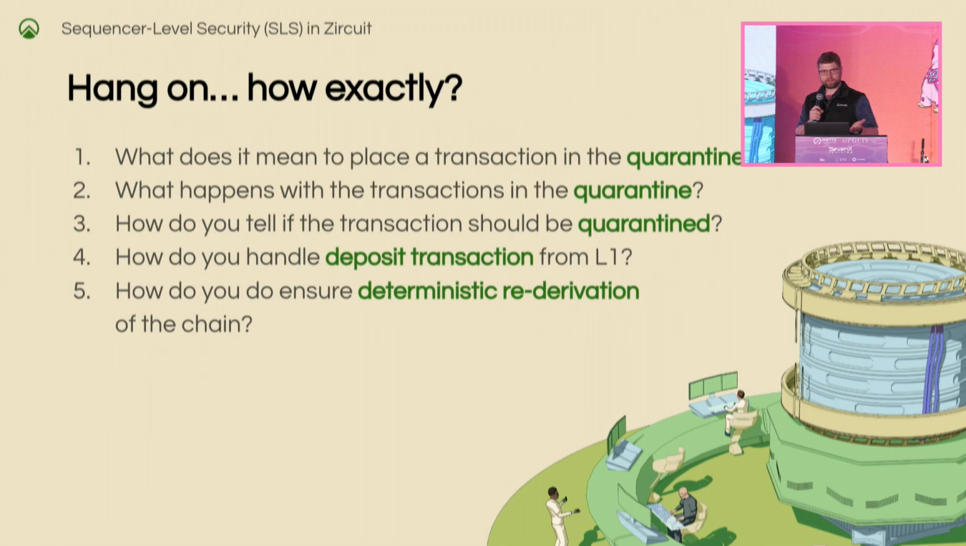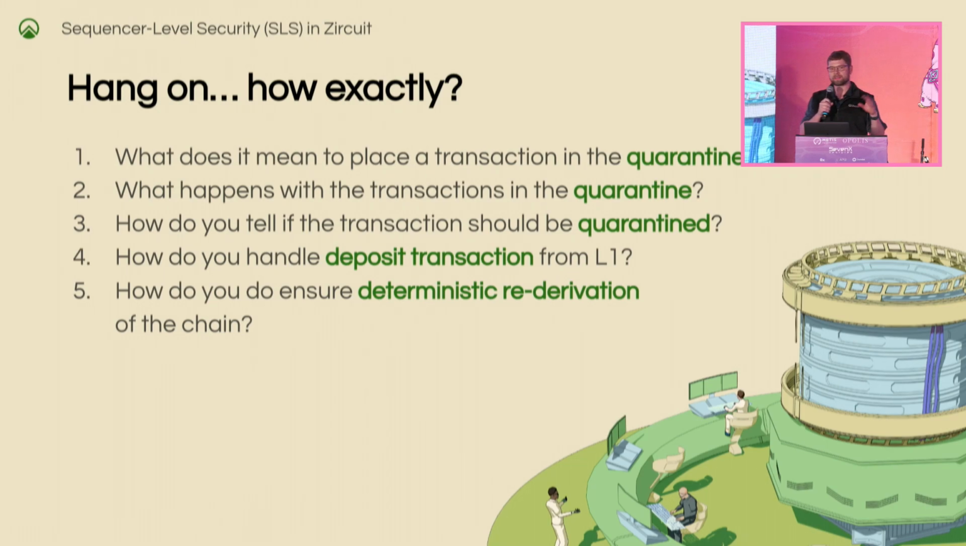So now, if you're a developer or somehow technical, you must have a whole bunch of questions. How exactly are we doing that, right? What exactly does it mean that we place a transaction into the quarantine? What happens with that transaction once it has been placed into the quarantine? How do we actually tell if this transaction is malicious and it should be placed in the quarantine?